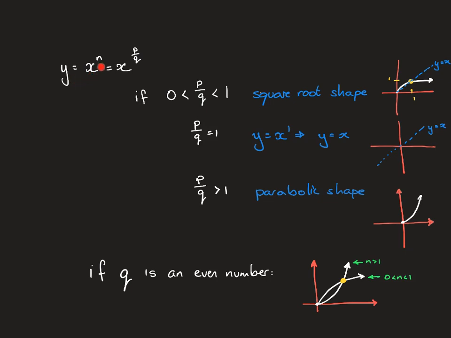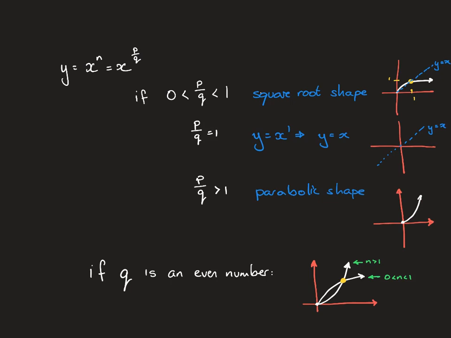So we're looking at power functions: x to the power of n, where n is a fraction, any fraction p over q. The first thing we recognised was that if the power is between 0 and 1, you get that square root shape. If the fraction is equal to 1, you get the line y equals x. If it's equal to 2, you get a parabola. If it's equal to 3, when you simplify it, you get a cubic function. If the fraction is greater than 1, your shape will be this parabolic shape here.